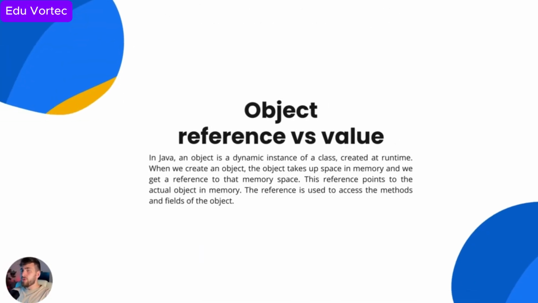Let's dive into the difference between an object's reference and its value. In Java, an object is a dynamic instance of a class created at runtime. When we create an object, the object takes up space in memory and we get a reference to that memory space. This reference points to the actual object in memory. The reference is used to access the methods and fields of the object.